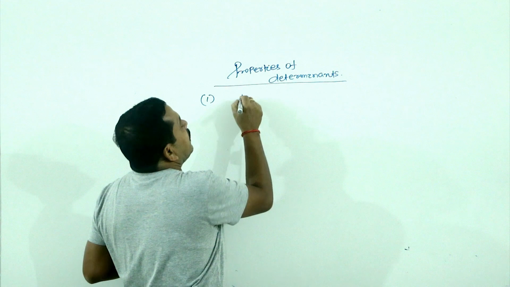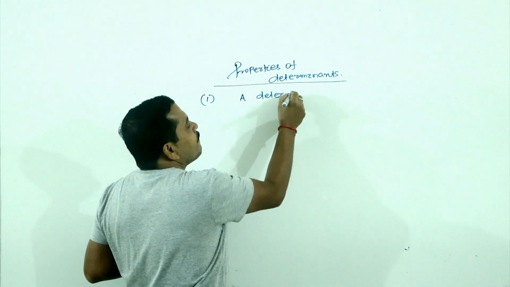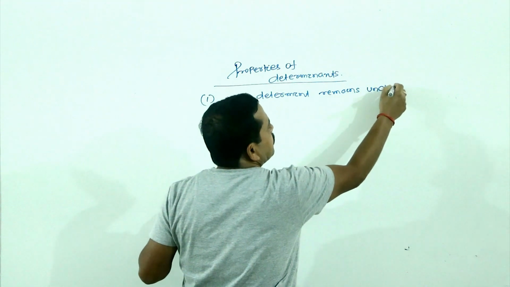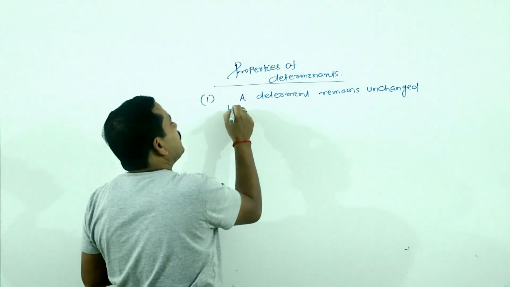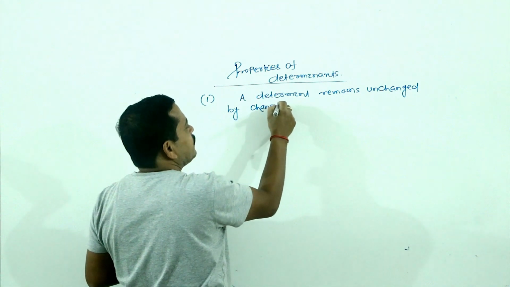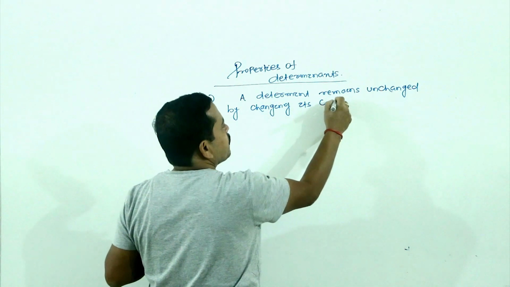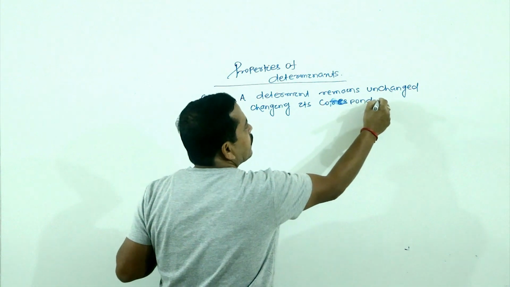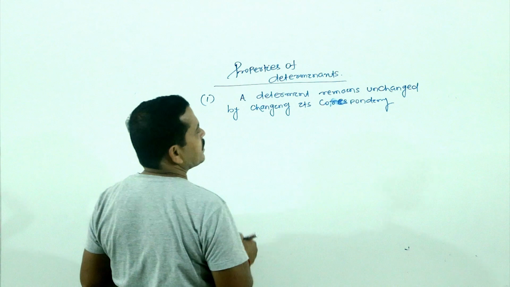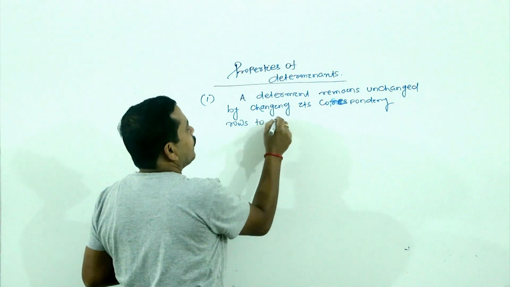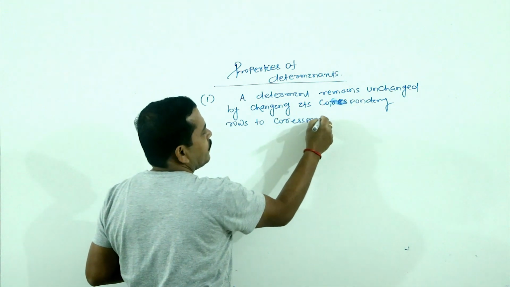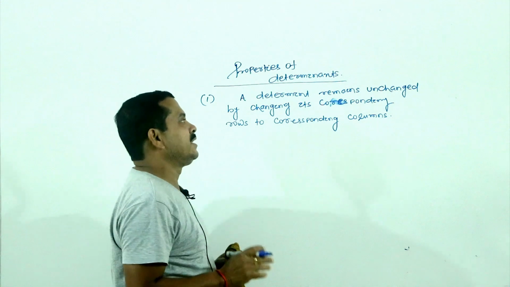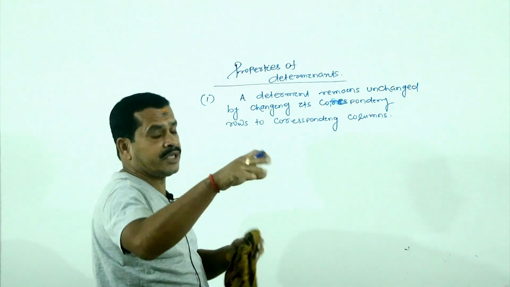That is, a determinant remains unchanged by changing its corresponding rows to corresponding columns.